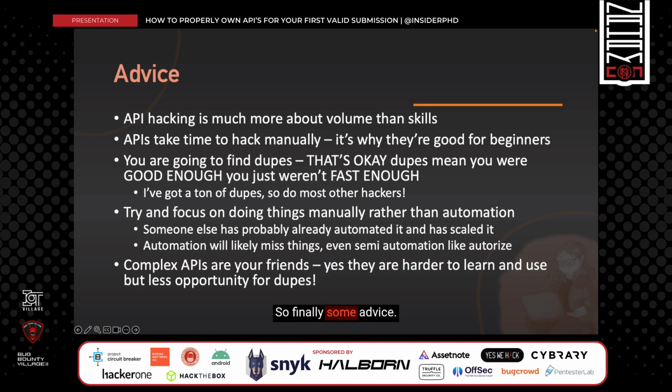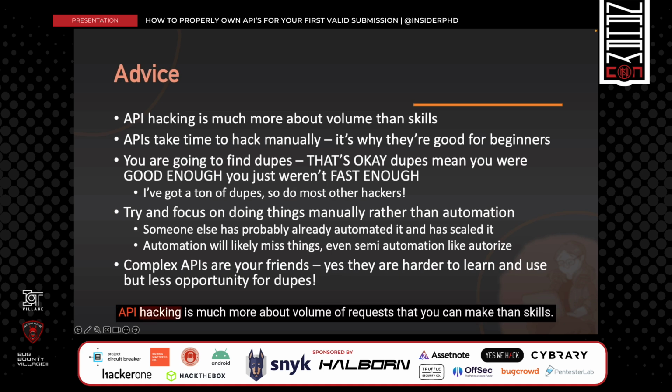So finally, some advice. API hacking is much more about the volume of requests that you can make than skills. You don't need complex technical skills. You don't need to be a super mega genius. However, that means they take time to hack manually. And as beginners, what we have most of all is time and patience. You are going to find duplicates, and that is okay. Duplicates mean you were good enough as a hacker, you just weren't fast enough.